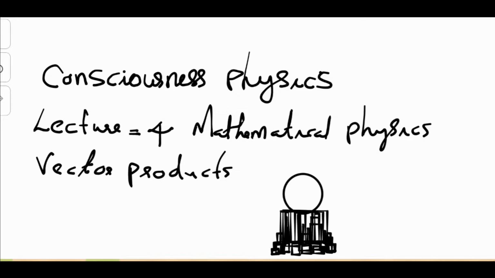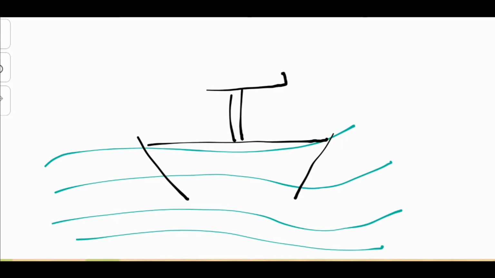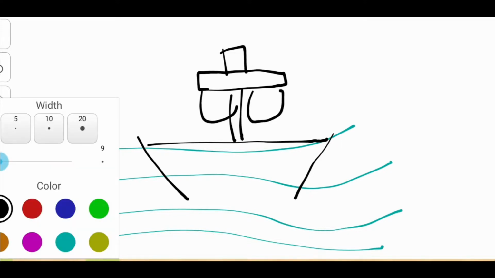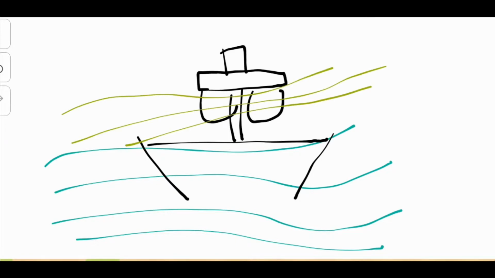This is lecture 4 of Mathematical Physics, and in this lecture we are going to look at vector products. For understanding vectors, you have to imagine that you are in the middle of an ocean, and in the deep blue sea there is a ship. It has a mast, and it is run by the wind and the mast. The wind will force the ship to move in one direction, and the mast will steer the ship.